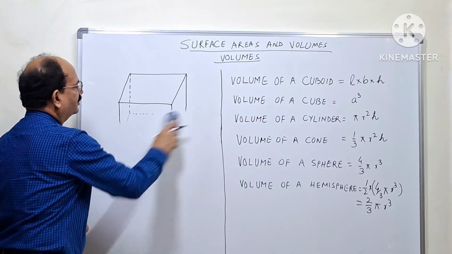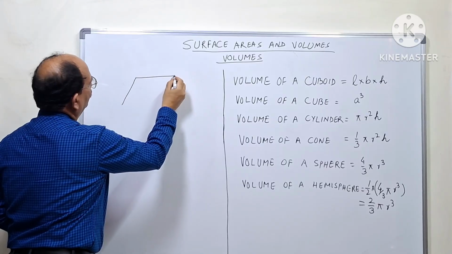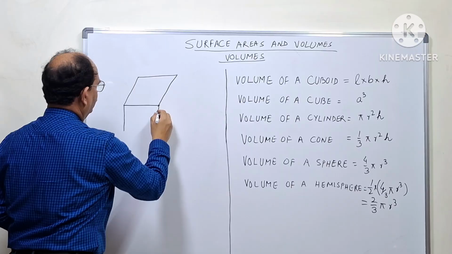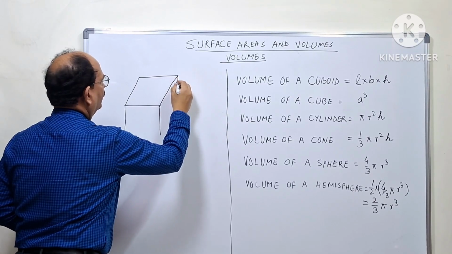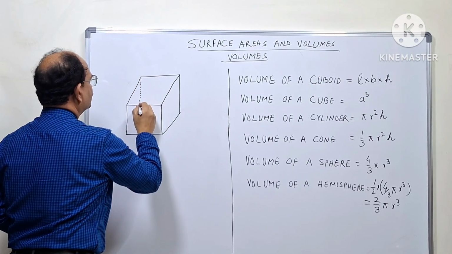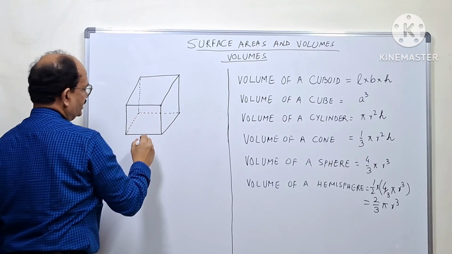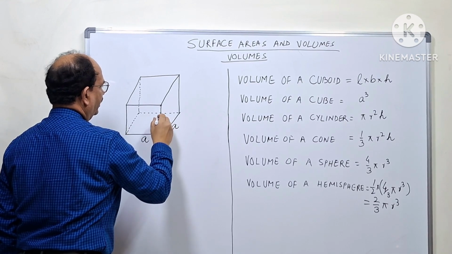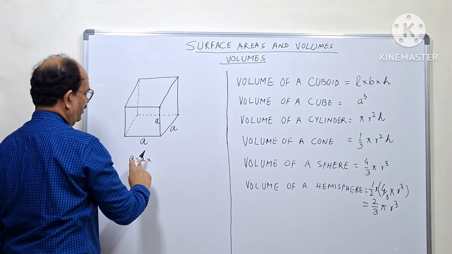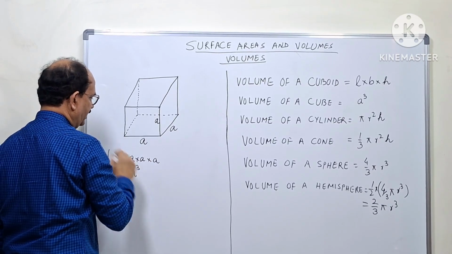Similarly, if it is a cube, we can draw a cube like this. And this is the dotted line because this is not visible. The side of the cube is A. And therefore, again, A into A will be the surface area of the lower face multiplied by the height A, and this becomes the volume of the cube, which will be equal to A cube.